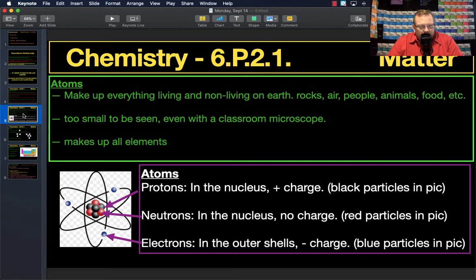Neutron starts with an N. No charge starts with an N. Okay, so protons are positive. Neutrons are neutral. And then the blue dots around the outside, in the outer shells, those are electrons, and they have a negative charge. So if you don't already know proton, neutron, electron, you need to learn that, and you need to learn what kind of charge it has: positive, negative, or no charge.